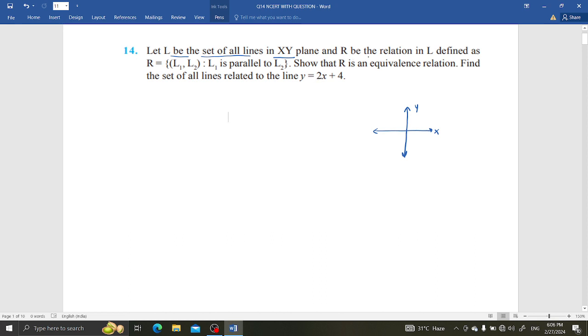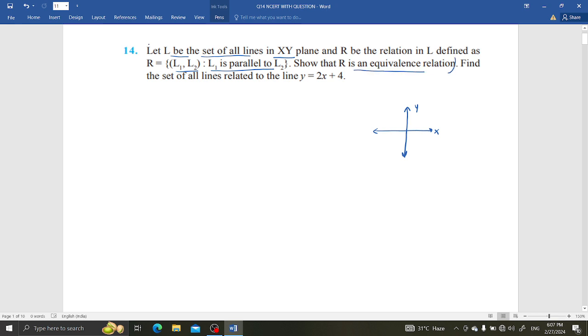Now let R be the relation in L. How is it defined? (L1, L2) belongs to R if L1 is parallel to L2. If L1 is parallel to L2, it means one line is parallel to the other line, then we can say it belongs to R. We need to show that R is an equivalence relation. We need to prove this in this question.